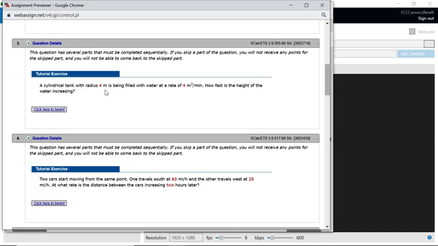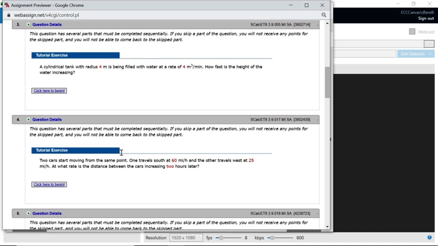So we imagine that, and we label that the radius is 4 meters. That's going to be constant because it's a right circular cylinder. Okay. It's being filled with water at this rate. You're getting 4 cubic meters of water per minute. Okay. How fast is the height of the water increasing? Okay, so you can imagine that water is being poured into this tank, and the height of the water is therefore changing. And we want to know how fast the height of the water is changing.